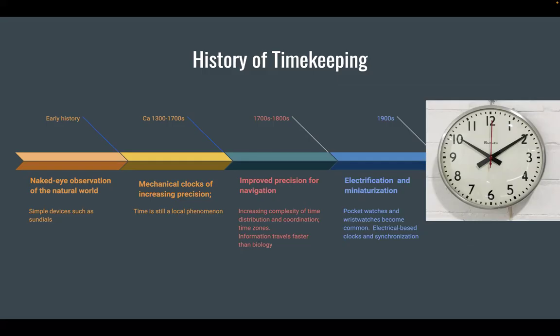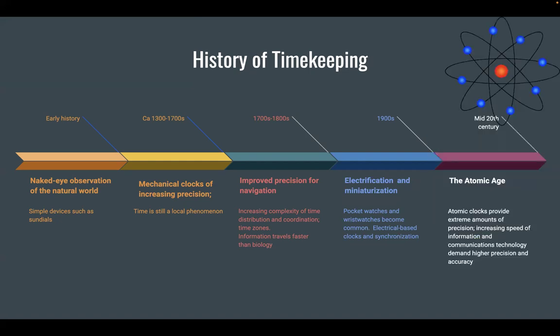So electrification allowed electric clocks, and the pocket watches really democratized and made timepieces cheaply available to the population as a whole. And dissemination of that time was pretty easy with the electric system. So what do you got?